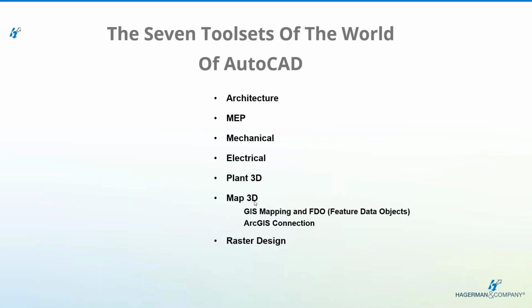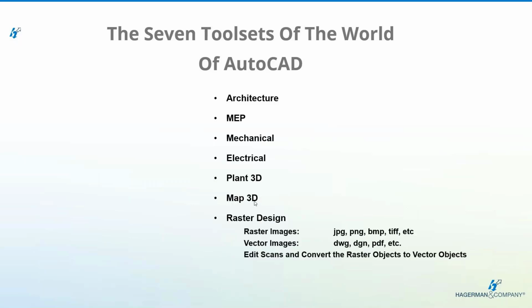The last one is the one I know the least about, because Map 3D is definitely not in my work experience forte. But basically it's for GIS mapping and feature data objects, and it allows you to have an ArcGIS connection so that everything can stay up to date.